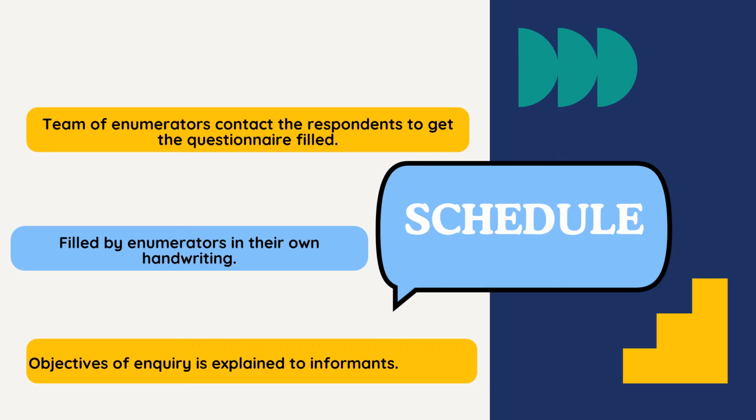We have studied the total 5 methods. The first method, direct personal investigation method. The next one was indirect oral investigation method. Third one was information from the local correspondent. Then it was questionnaire, and the last one now we have discussed is schedule. These 5 methods of primary data collection are very important.